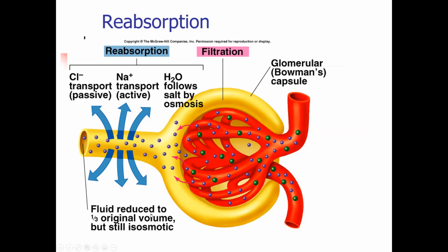Now notice fluid is reduced to 1/3 of the original volume, but it's still isoosmotic. What that means is the amount of salt on both sides is equal because you're moving sodium, chlorine, and water all out. So all it's doing is reducing volume, not changing the osmolarity or osmotic force of the fluid in there.